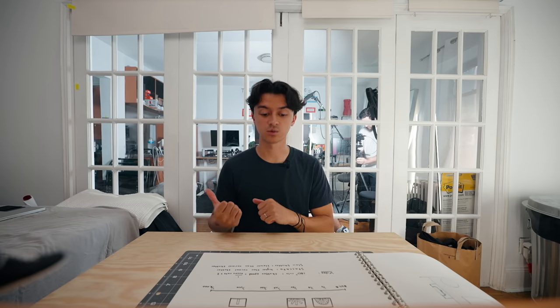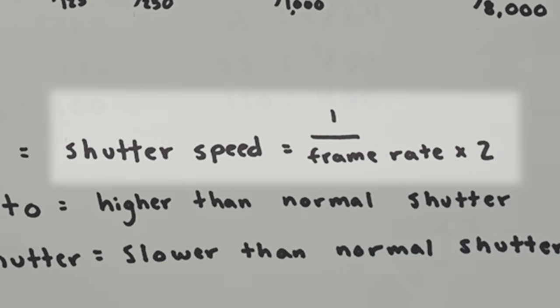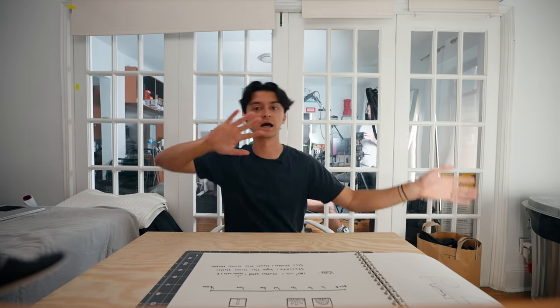Shutter speed is a little different when you get to video, so we'll talk about that later when we talk about frame rates, but just a general rule of thumb is something called the 180 degree rule. Your shutter speed for video should be 1 over your frame rate times 2. That's just like a general rule of thumb to ensure that your video has natural motion blur.